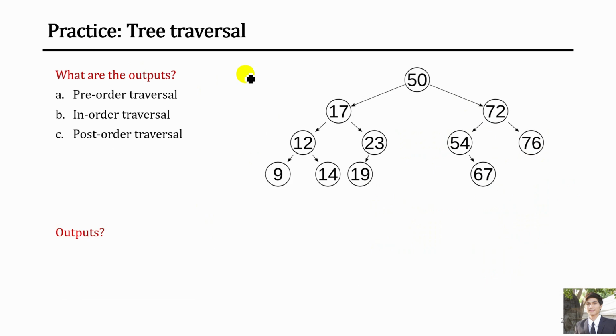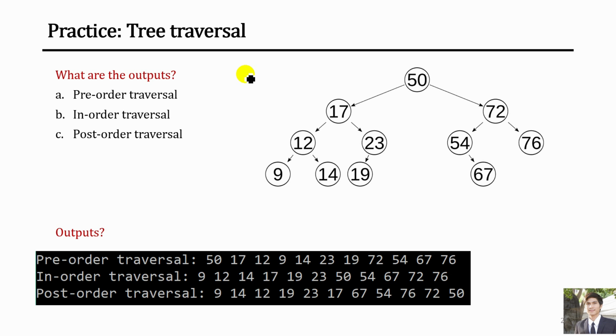Perhaps you can practice how you can access the data in here using the pre-order, in-order, and post-order. And this is the result that we finally get after we implement the program. You can also try to check it manually, why we get this number, using the method step by step as we presented earlier.